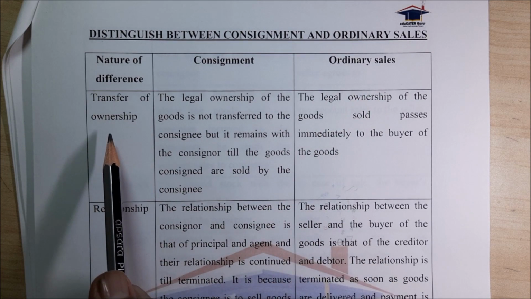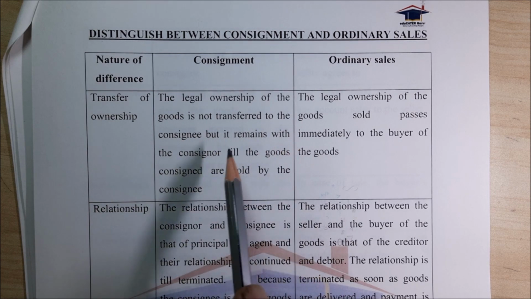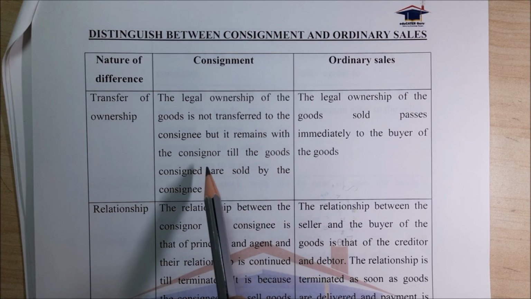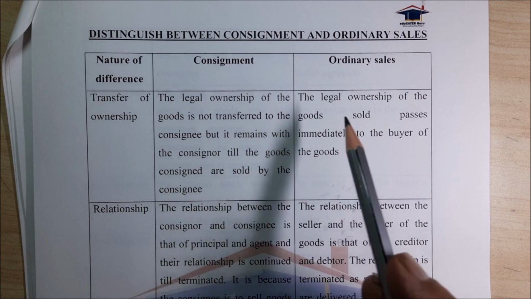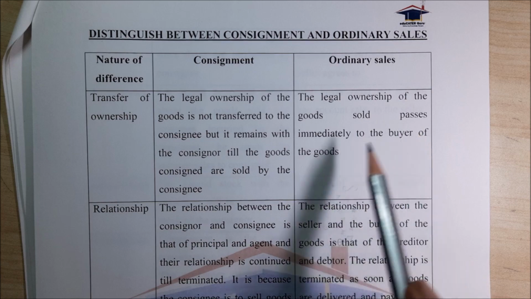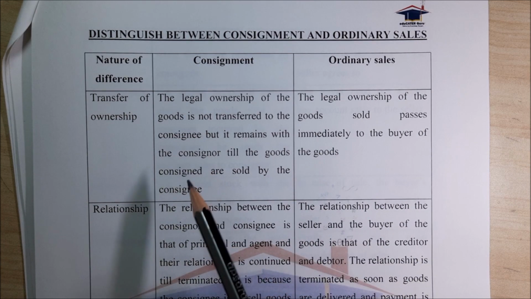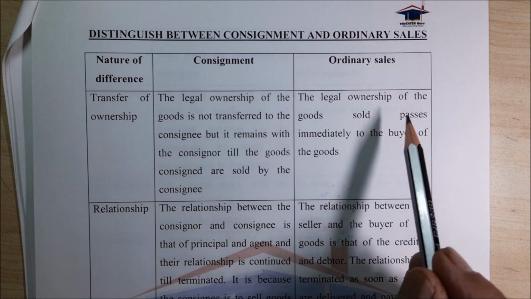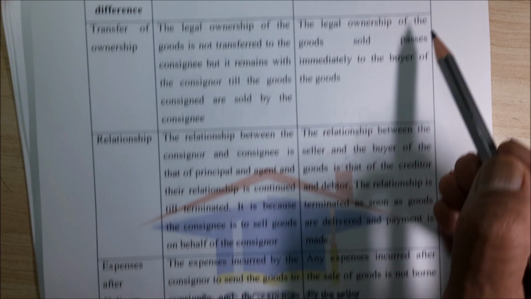Transfer of ownership. The legal ownership of the goods is not transferred to the consignee, but it remains with the consignor till the goods consigned are sold by the consignee. The legal ownership of the goods sold passes immediately to the buyer of the goods. Here it will not be transferred from consignor to consignee, but here the ownership will be immediately transferred. That is in case of ordinary sales.